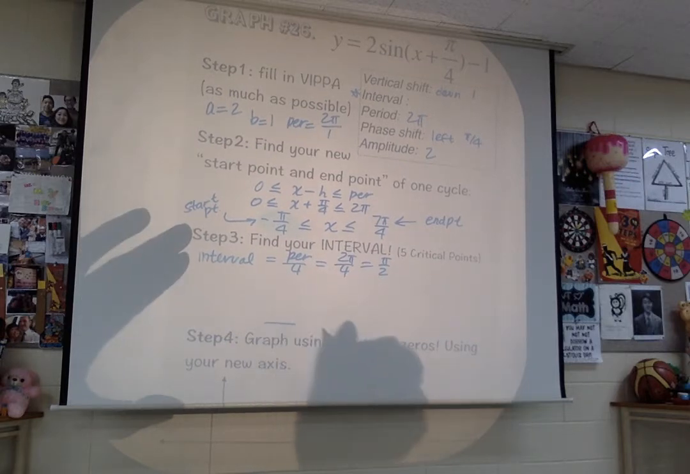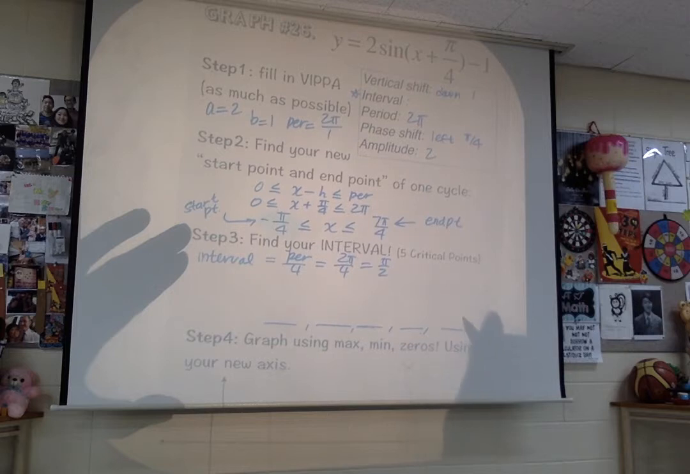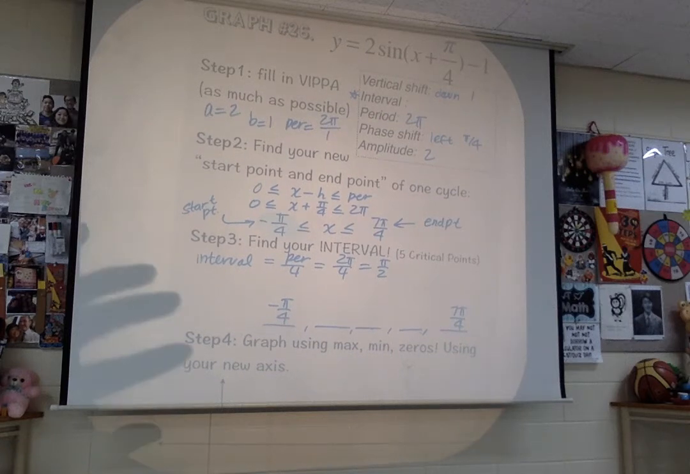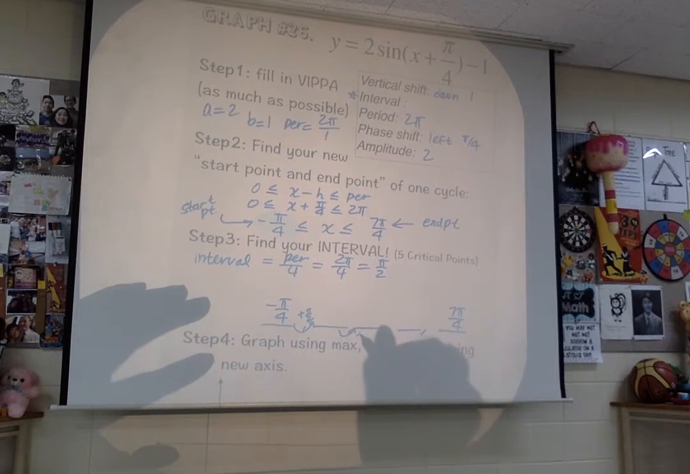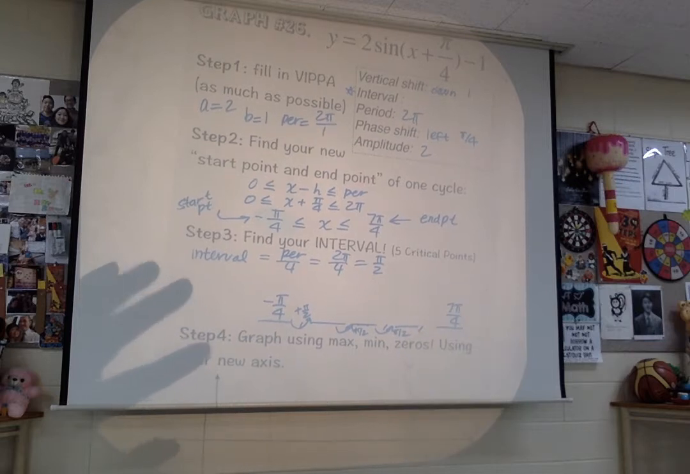So let's find our 5: 1, 2, 3, 4, 5. We already know our end point, 7 pi over 4. We know our starting point is negative pi over 4. But we're going to have to fill in the rest. How? We grow by plus pi over 2. You keep on adding pi over 2.